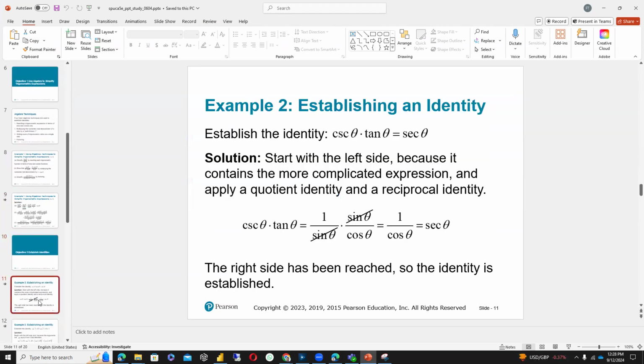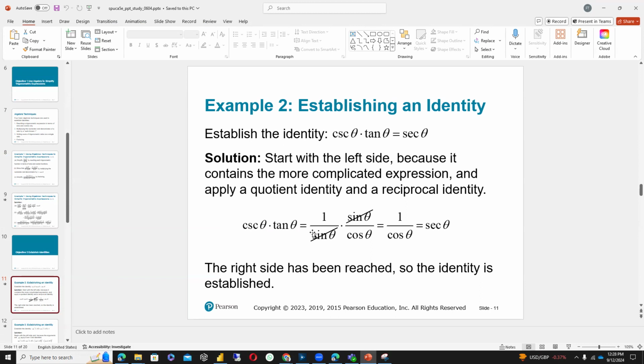Establishing identities for this lesson is kind of the same thing as using all these techniques and proving that the first side of the equation is exactly the same as the second side of the equation. For example, the example they have here is cosecant of theta times tangent of theta is equal to secant of theta. To prove that these two are equal to each other, they took the most complicated version and they changed the cosecant of theta to 1 over sine of theta, because that's what cosecant is equal to. Cosecant is always the reciprocal of sine.